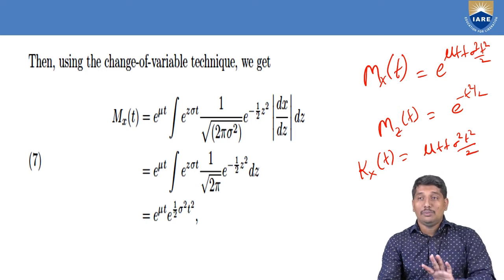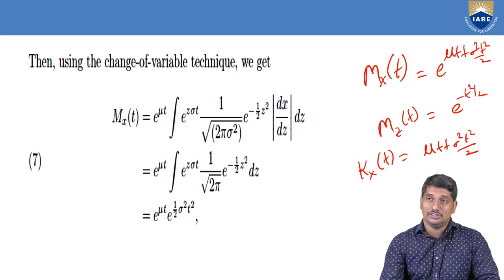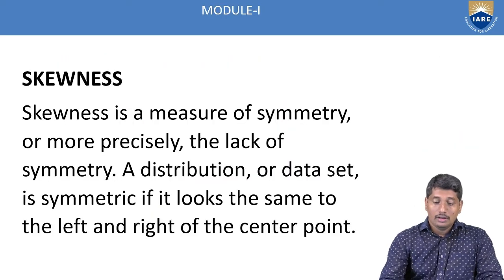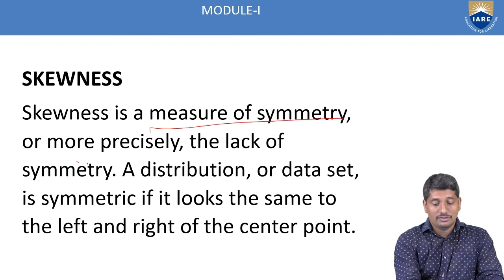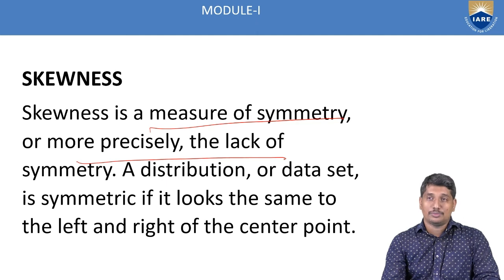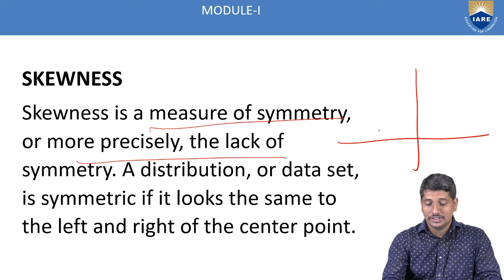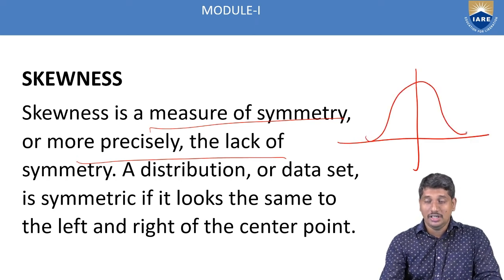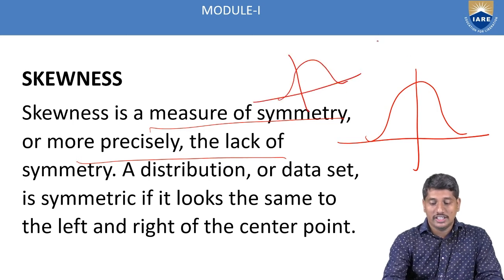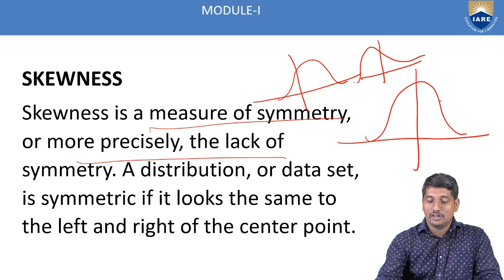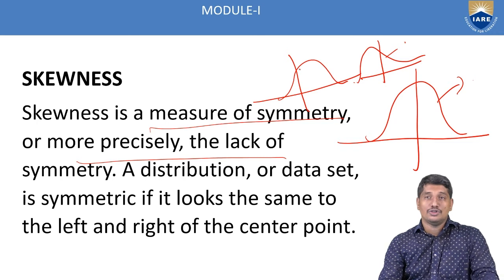Now, with the help of cumulants, we are going to calculate the skewness and kurtosis of a normal distribution. Let us recap what skewness is. Skewness is a measure of symmetry of a probability distribution or data set, which tells whether the distribution is symmetric about the mean, or whether it is slightly stretched towards the right or slightly stretched towards the left. This is called a perfectly symmetric distribution. This is called positively skewed. This is called negatively skewed.